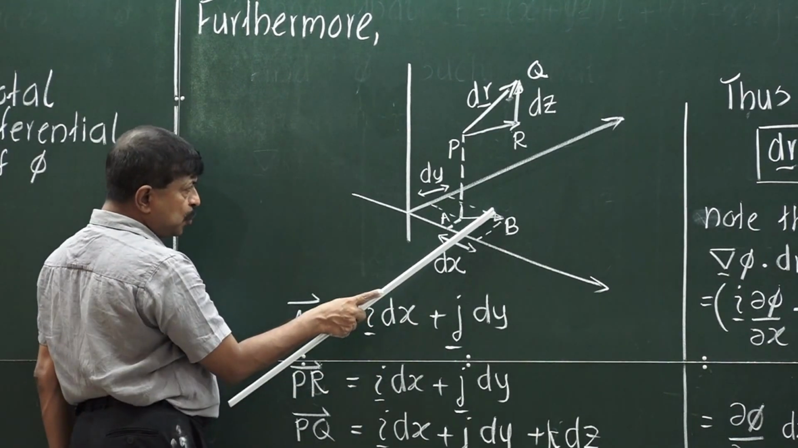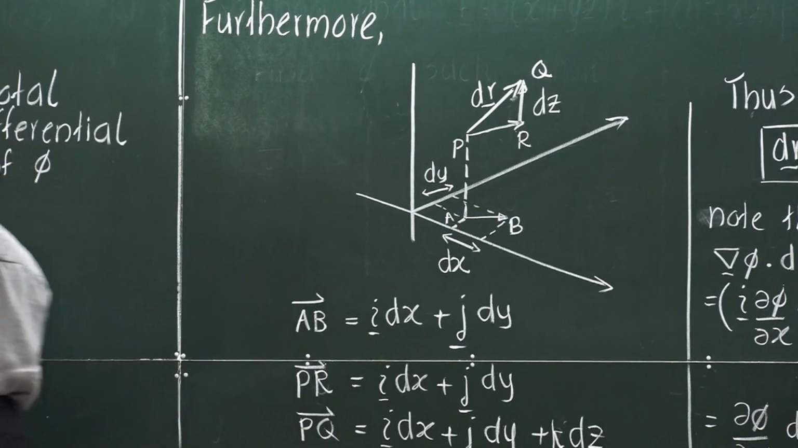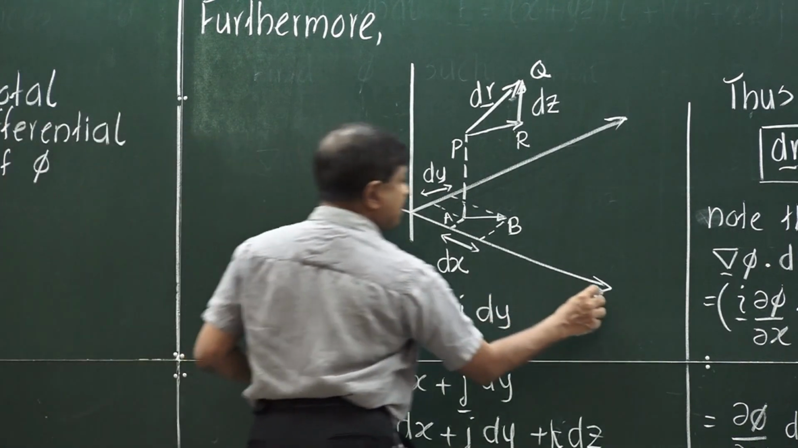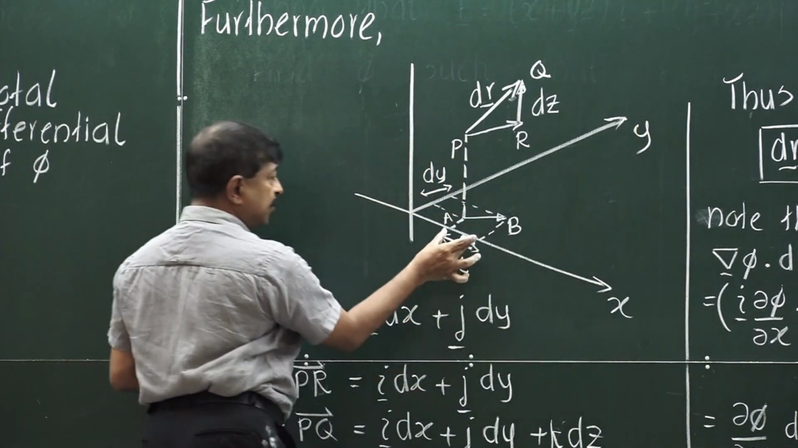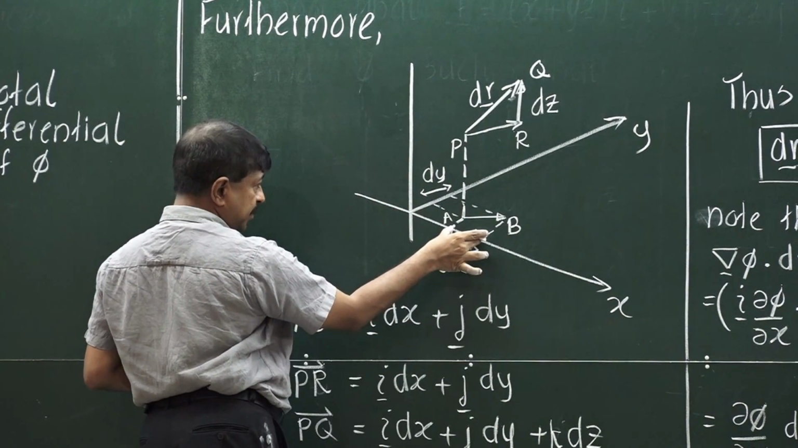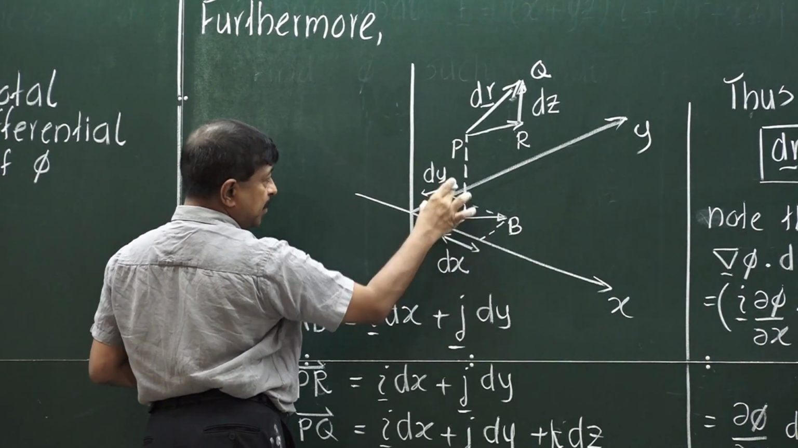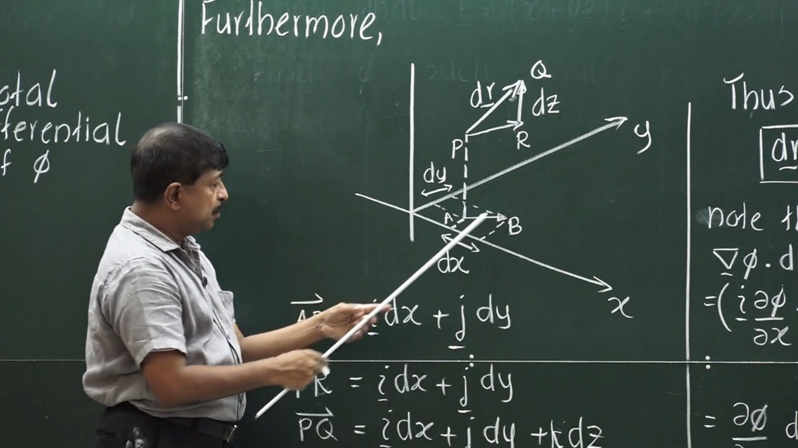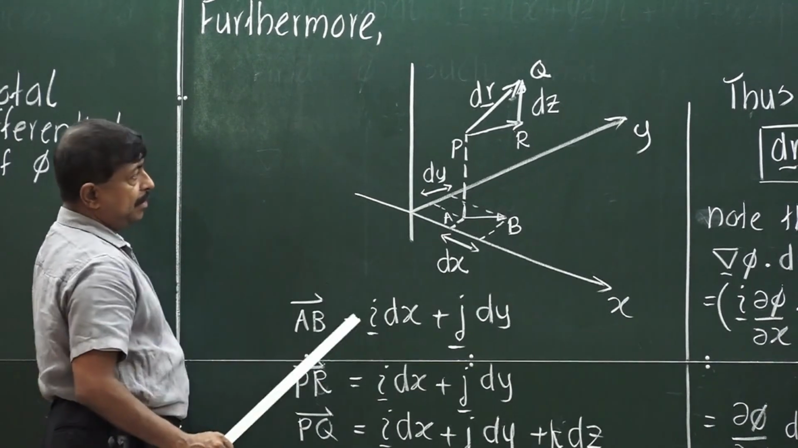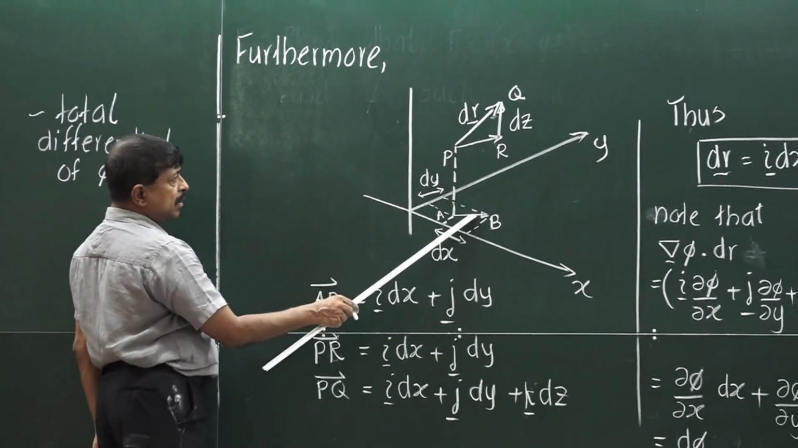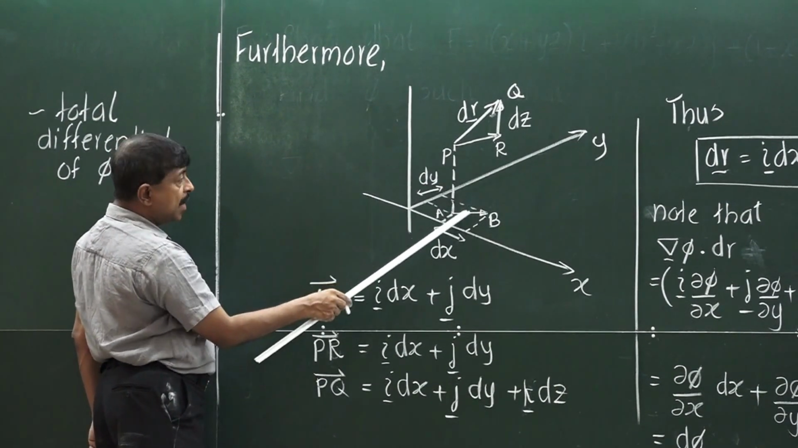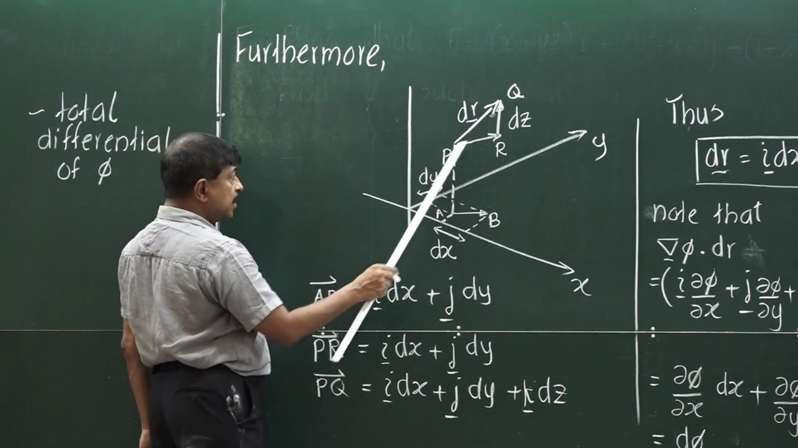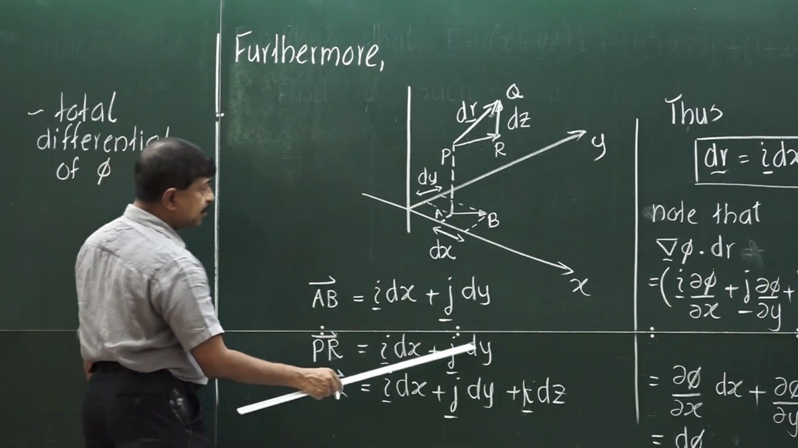Now, if you project AB onto the x axis, this infinitesimal changes dx. So, this vector is i dx. Similarly, if this is dy, that is j dy. So, AB should be i dx plus j dy. Since AB is parallel to PR and they have the same length, same direction, then PR should be the same, i dx plus j dy.